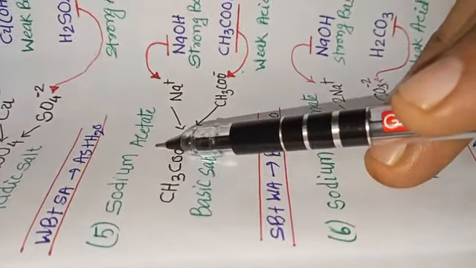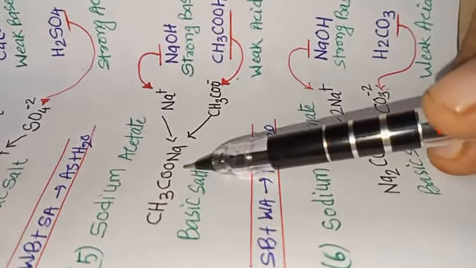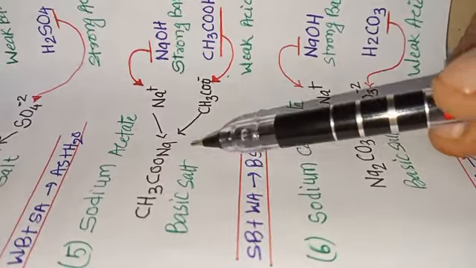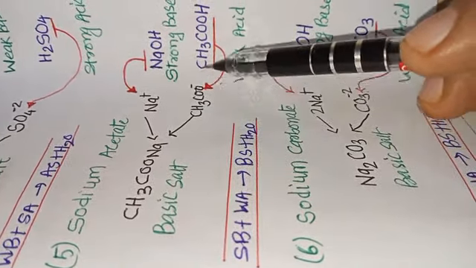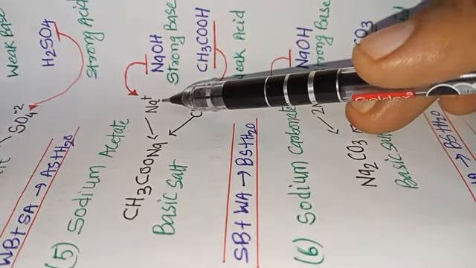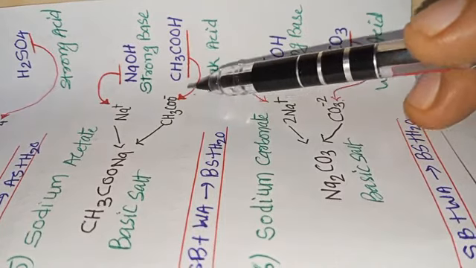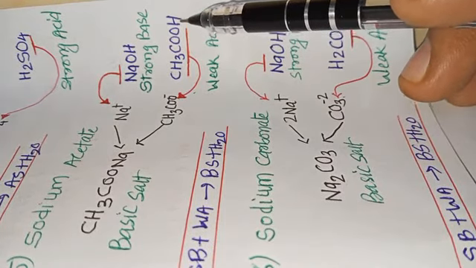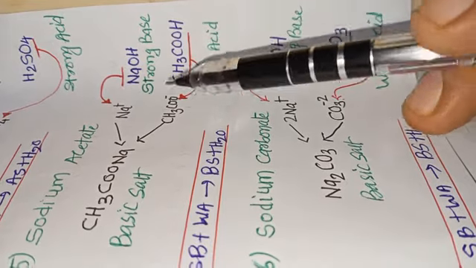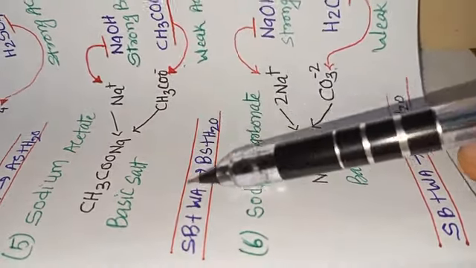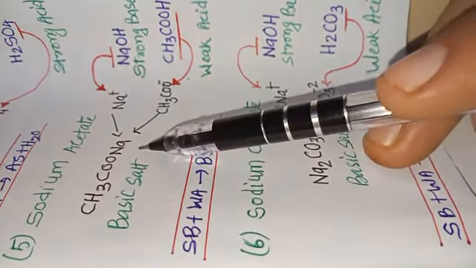Same way, if we think of sodium acetate, we can say that sodium acetate has the formula CH3COONa. It has Na plus as a cation and CH3COO minus as an anion. Na plus comes from the NaOH, which is a strong base, whereas CH3COO minus comes from the CH3COOH, which is acetic acid, and it is a weak acid. Thus, the sodium acetate is the salt of strong base and weak acid. That is why it is the basic salt.